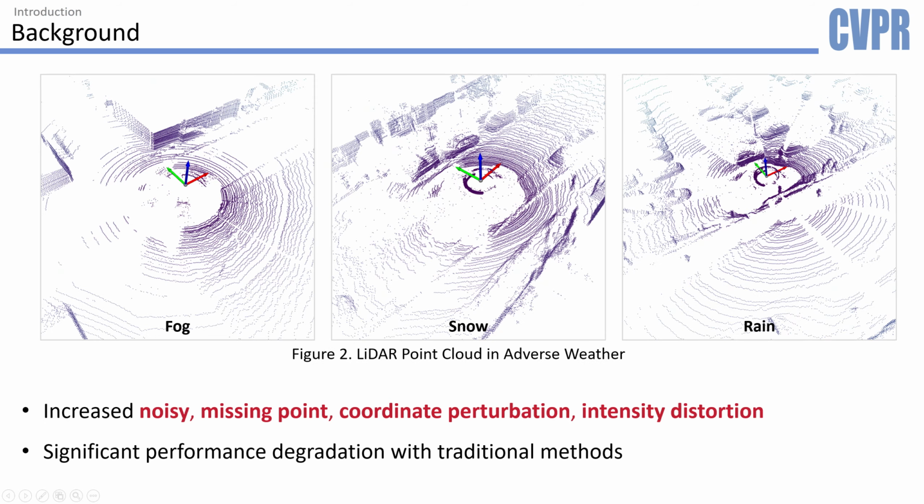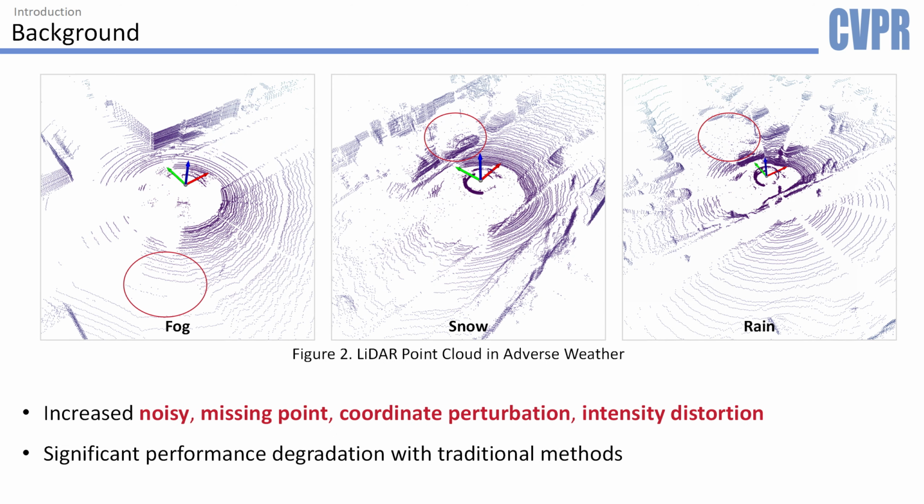In adverse weather, the LiDAR point cloud suffers from severe disturbances: noise points, geometric perturbation, intensity distortions, and missing points. For example, in rainy and snowy days, there are many noise points in the red circle. In foggy days, there is a lot missing in the point cloud. This makes it really hard for models trained on clean data to generalize, causing a significant drop in performance.